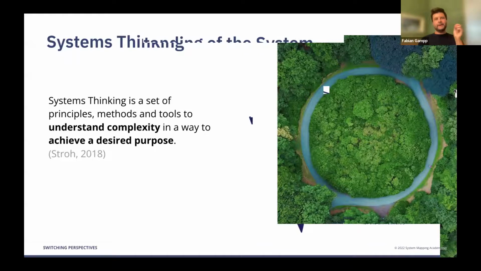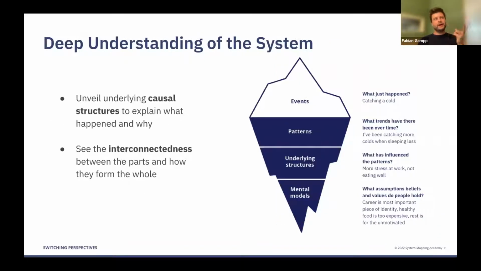So we have two parts of system thinking where we think they are really important, especially also for system mapping. And like I said, it's just a short introduction. There are also plenty of other things to it. And one is that system thinking gives us a deeper understanding of the system.